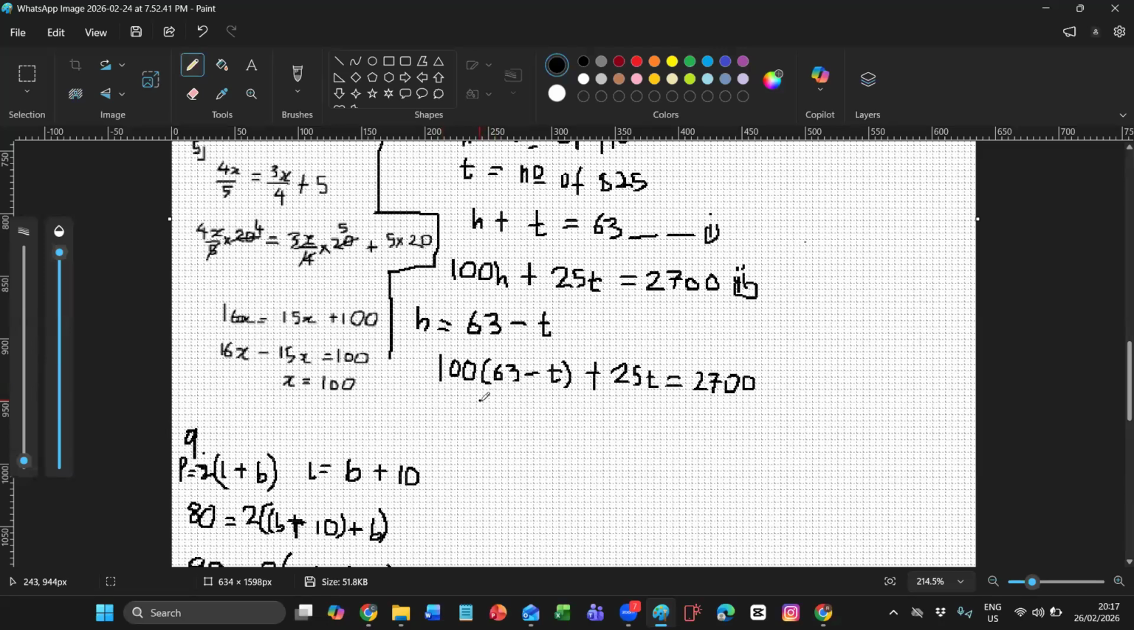So let's go. 100 times 63 is going to give us 6,300 minus 100T. Don't forget your plus sign. Plus 25T, and all that is equal to what? 2,700. So I think the stage is set for us to collect like terms, right?